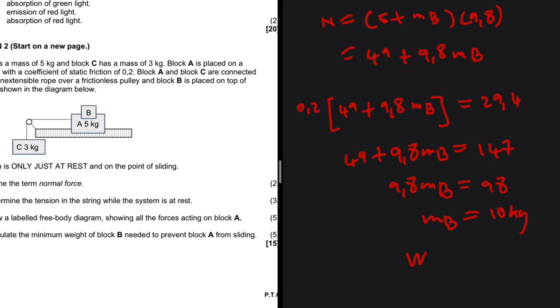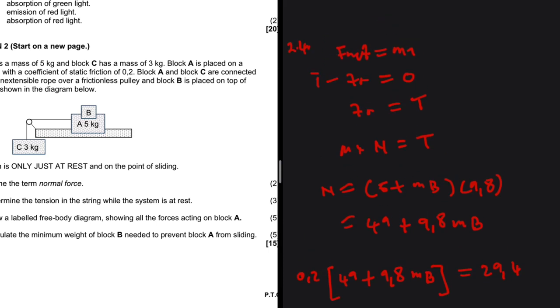Okay, so the minimum weight will therefore be 10 multiplied by 9.8, which is 98 newtons. Yeah, I almost missed the point right there. I knew the physics, but I almost missed what the question was looking for. So that is the weight.